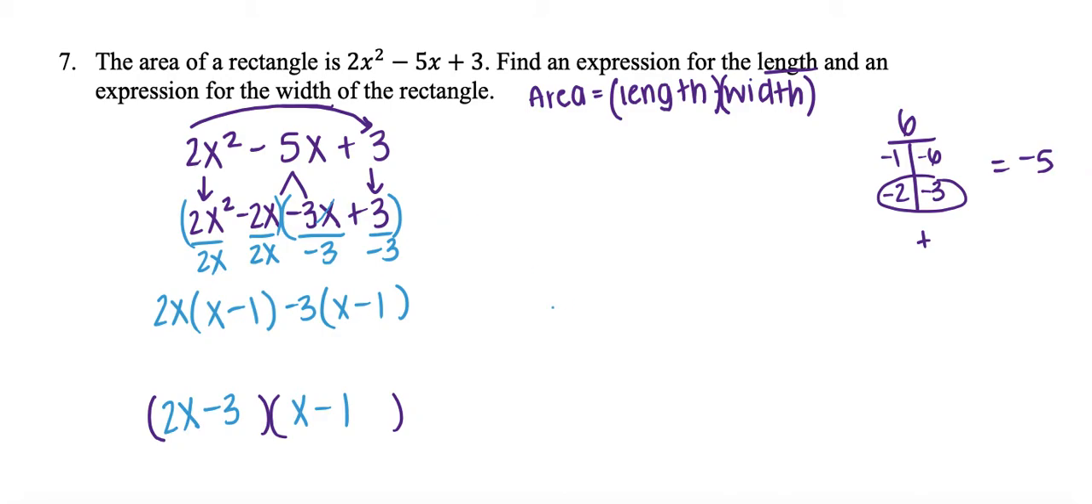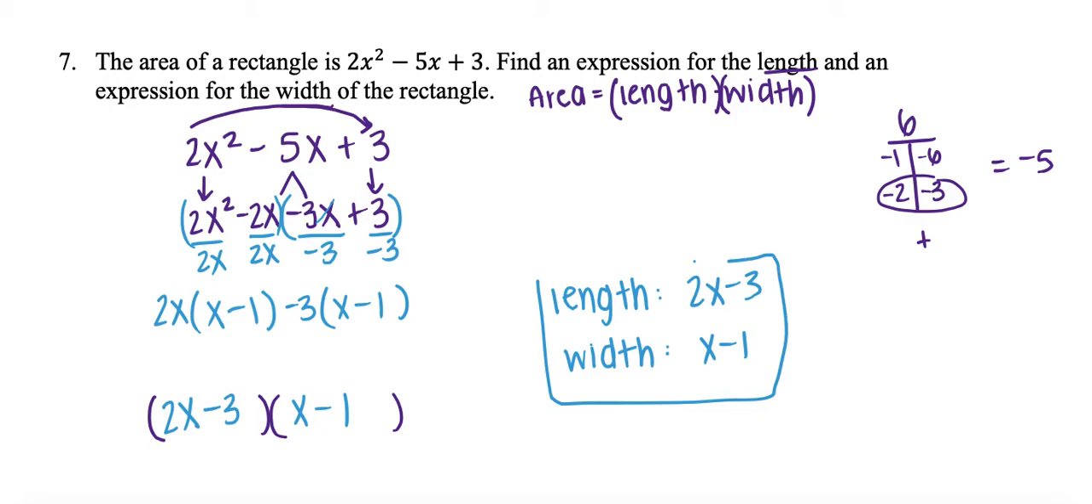It doesn't matter which one you label which, but you can go ahead and just say your length is 2x minus 3. Your width is x minus 1. So if you get to a word problem and it asks you to find the length and the width and only gives you the area, all you're going to have to do is factor.